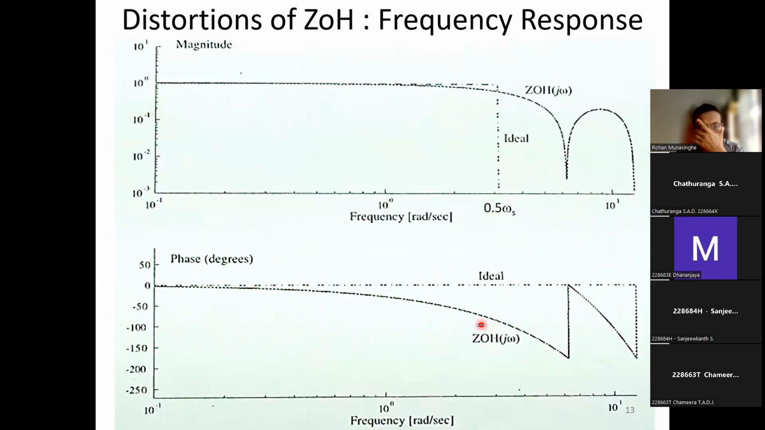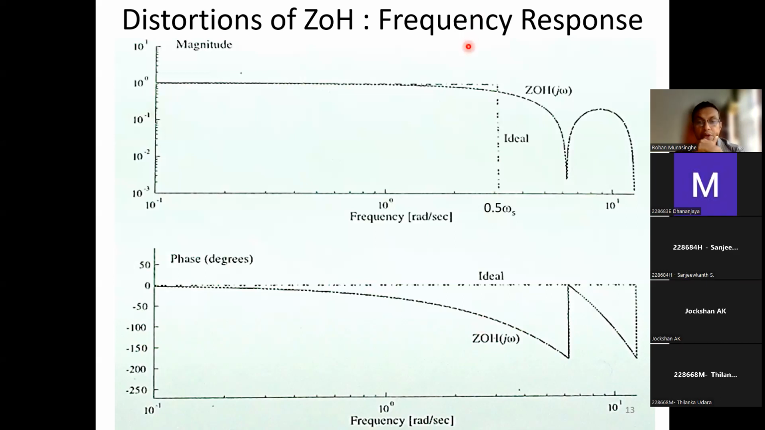Sanjeev Kant, is it clear to you? Yes, sir. It's great. Right. Vitanasiri? Yes, sir. And Jokshan? Yes, sir. Right. Vihangi. Pereira. Don't know what's happening with them. Tilanka. Yes, sir. Clear. Right. Okay, good.